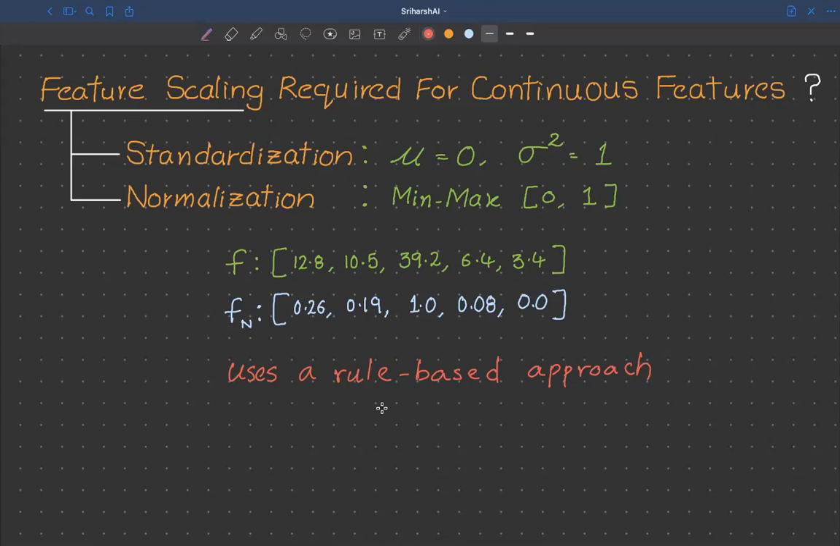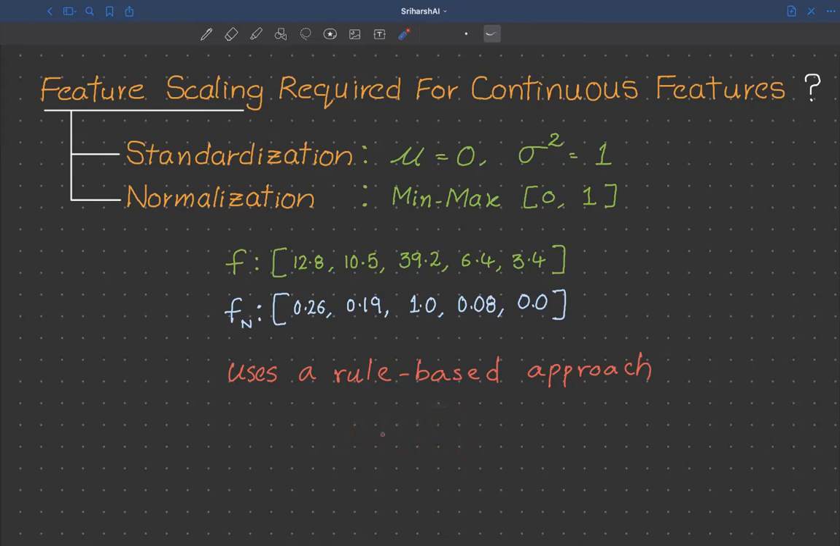So it's actually rule-based. What do we care about in the rule-based approach? We only care whether some feature is less than or equal to some value, or greater than some value, but we don't really care about the scale of those values. We really don't care about the scale of these values, because that doesn't change anything while constructing the decision tree.